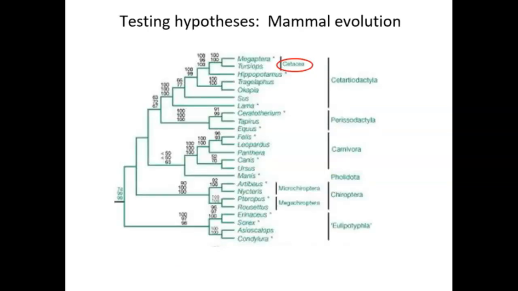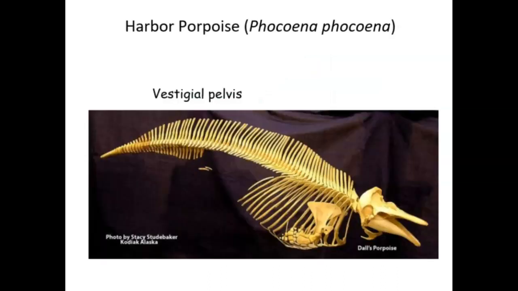Remember that phylogenetic trees are hypotheses that can be tested. For example, based on fossil evidence, it has been hypothesized that cetaceans, the toothed whales and the baleen whales, evolved from a terrestrial vertebrate, something akin to the modern cow or hippo. Whales have a vestigial pelvis, which is one of several lines of evidence supporting this hypothesis.